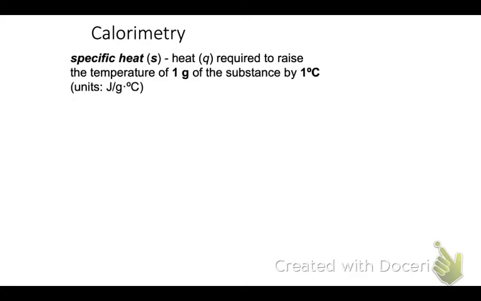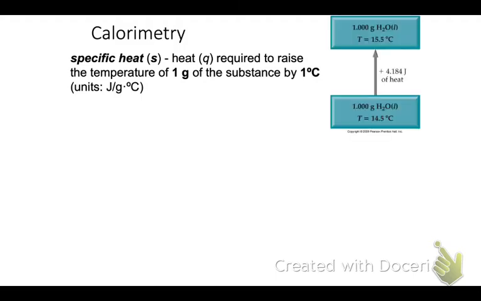We will start by defining the specific heat of any substance, which is the heat, which we refer to simply as Q, required to raise the temperature of 1 gram of a substance by 1 degree Celsius. Therefore, the units are joule per gram per degree Celsius, meaning the specific heat of any substance is how much energy you need to give that substance so that 1 gram of it will go up in temperature by 1 degree Celsius. So here it is.